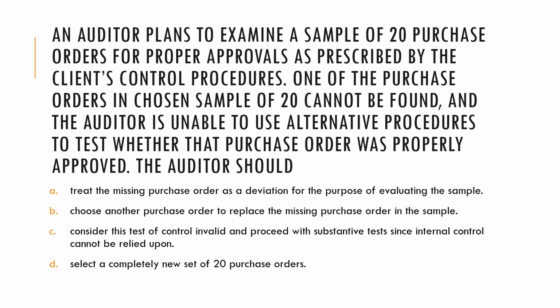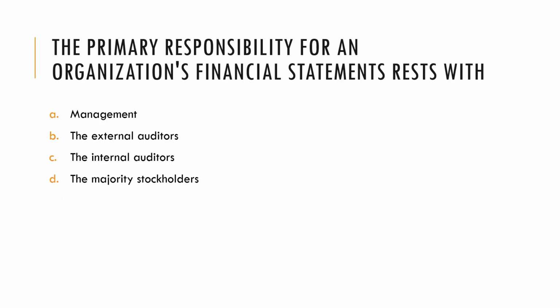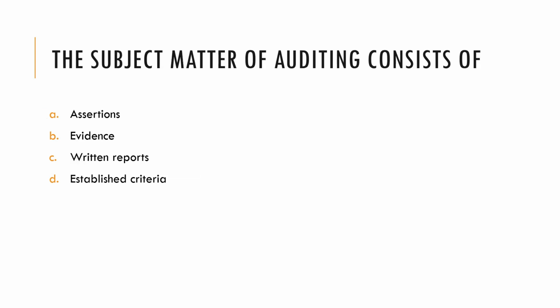Now, in this case, because the auditor was not able to perform alternative procedures, then the auditor will treat this one as a deviation for purposes of evaluating the sample. So again, the rule simply is, if there is a missing item in your sample, endeavor to perform alternative procedures first. Otherwise, if no alternative procedures may be done, then treat as a deviation. So the answer to this is alpha. Moving forward to the next question, which again must be one of our most favorite questions in auditing theory. Who has the primary responsibility for an organization's financial statements? And together, let us say management. So the answer to this one is alpha.